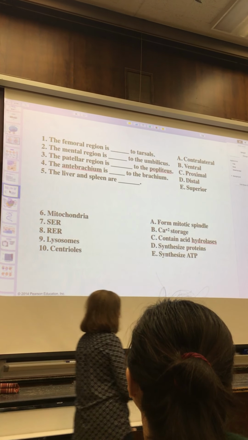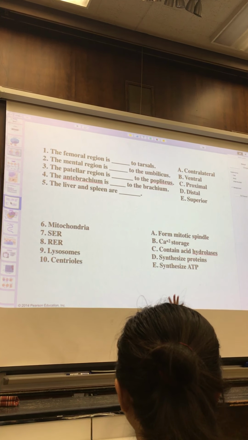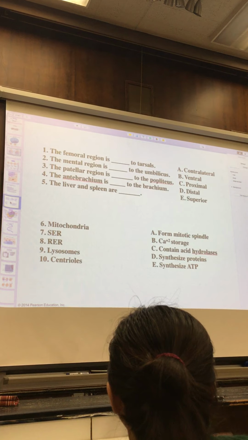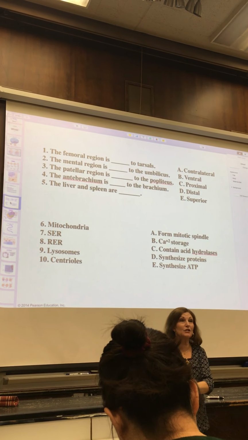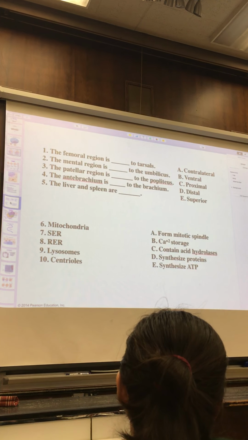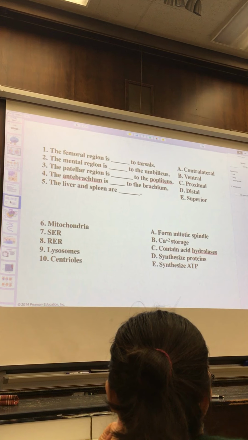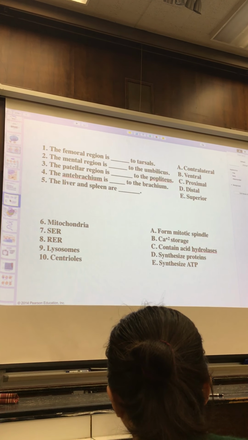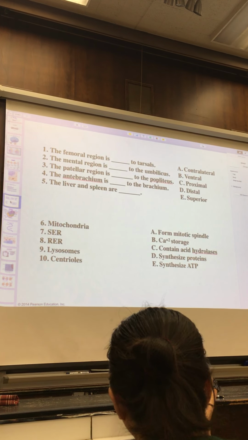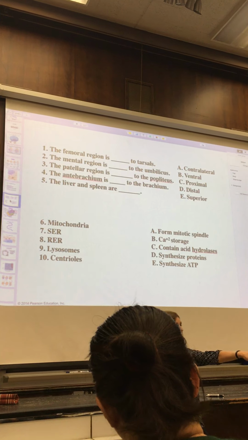Antebrachium is what to the brachium? So where is your antebrachium? You're going like this, bam. Antebrachium, where's your brachium? Brazo. So what's the order? Beautiful. The antebrachium is distal to the brachium. Let's do another one. How about the metacarpals? What are they to the carpals? So, yes. Okay. Now, the pollex is what to the 5th digit?